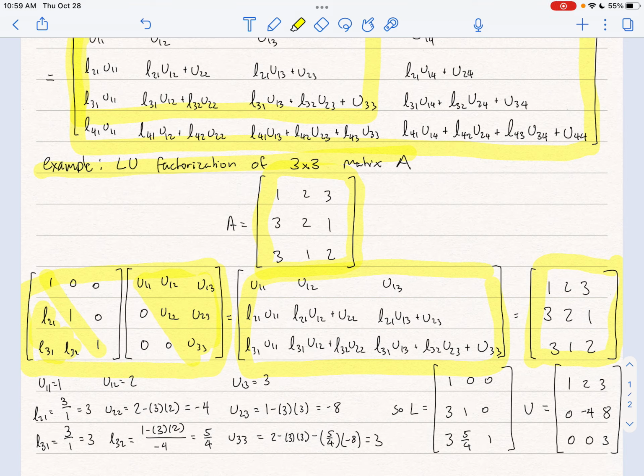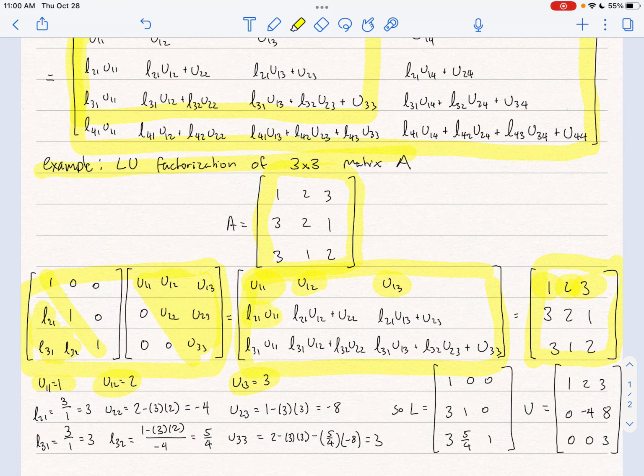And we know that this is equal to A, so we can put in our real values: 1, 2, 3, 3, 2, 1, 3, 1, 2. And so from here, we can solve for our U and L values now. This first one's pretty easy: U11 is equal to A11, and A11 is equal to 1 here. So if we set up that equation, great, we already got our U11 value, which is 1. Same with U12 and U13, you should be able to see pretty clearly that those values are going to be 2 and 3 respectively.